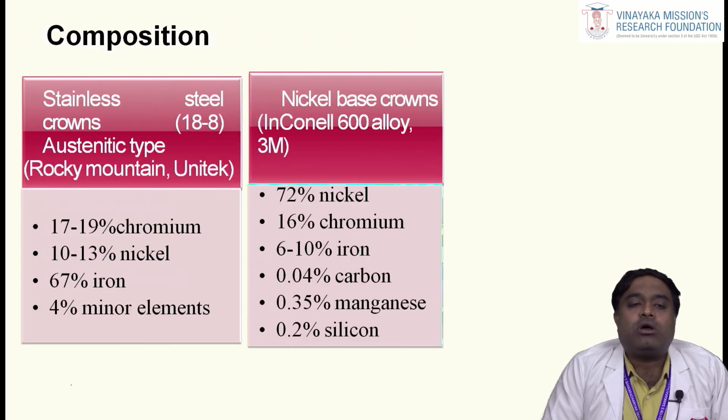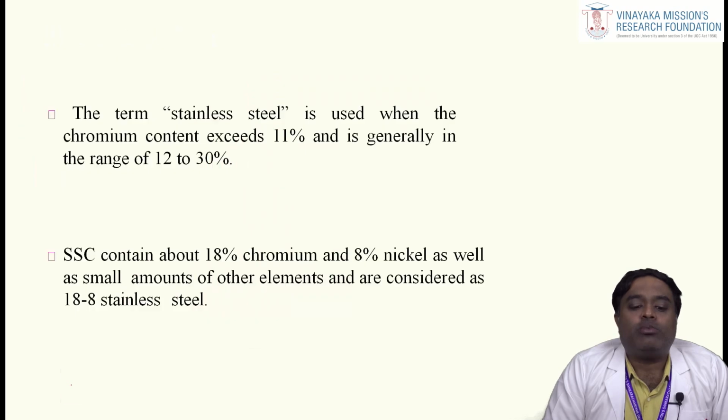Regarding the composition of the stainless steel crowns, there are two compositions. One is based on the iron content and one is based on the nickel content. First, the stainless steel crowns, which are also called the 18-8 austenitic steel type. In that, the composition is chromium 17 to 19%, nickel 10 to 13%, iron 67% and 4% of minor elements. Next, the nickel based crowns have nickel 72%, 16% chromium, 6 to 10% iron, 0.04% carbon, manganese 0.035% and silicon 0.2%.